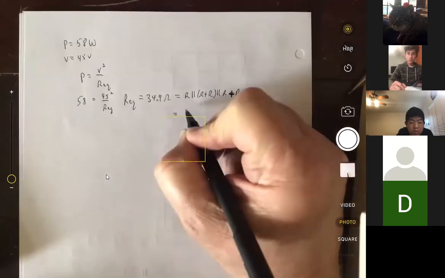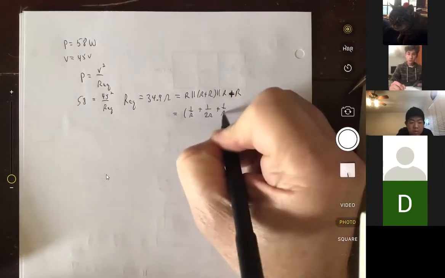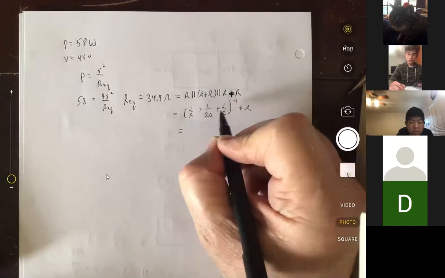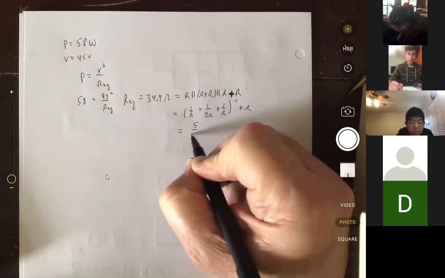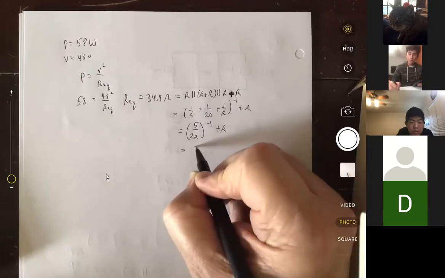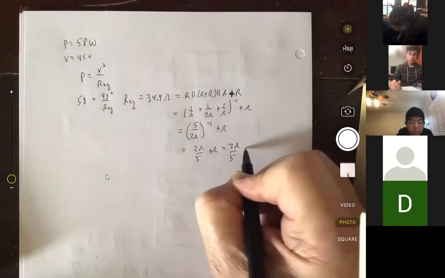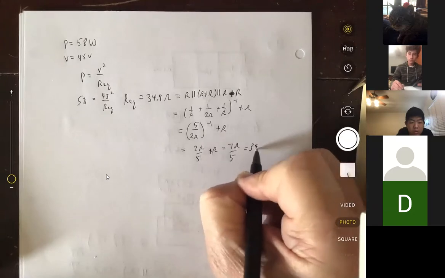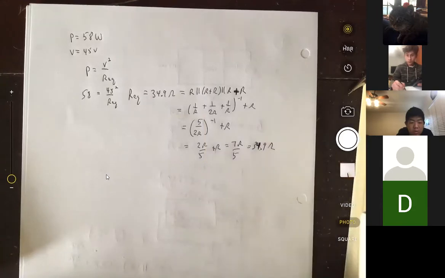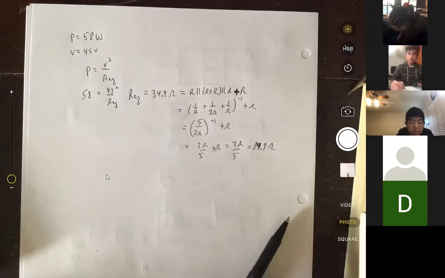Well, this is going to be 1 over R plus 1 over 2R plus 1 over R to the negative 1 power, plus R, or this is 2, 3, 4, 5. So I've got 5 over 2R to the negative 1 power plus R. And so this ends up being 2R over 5 plus R, or 7R over 5. And that's going to equal 34.9, which I suspect they wanted it to be 35. But anyway, you multiply both sides by 5/7 and you got your answer, which ends up being approximately 25 ohms.